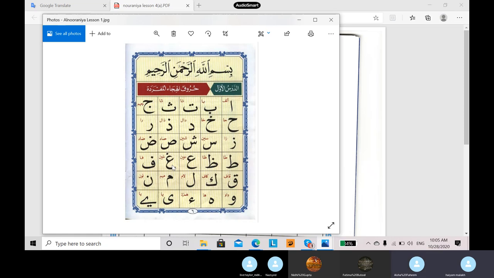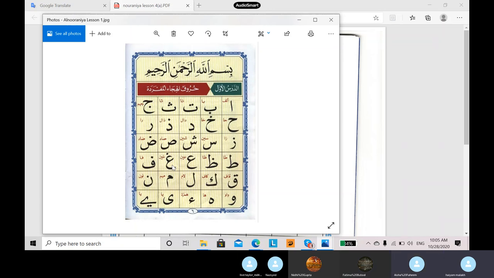Like in Surah Al-Alaq, اقرأ بسم ربك الذي خلق. I didn't say it with a Kaf. Totally different. So, Qaf. Perfect. Yalla, Fatima. Fa. Fa. Qaf. Perfect. MashaAllah. Jazakumullah khair.